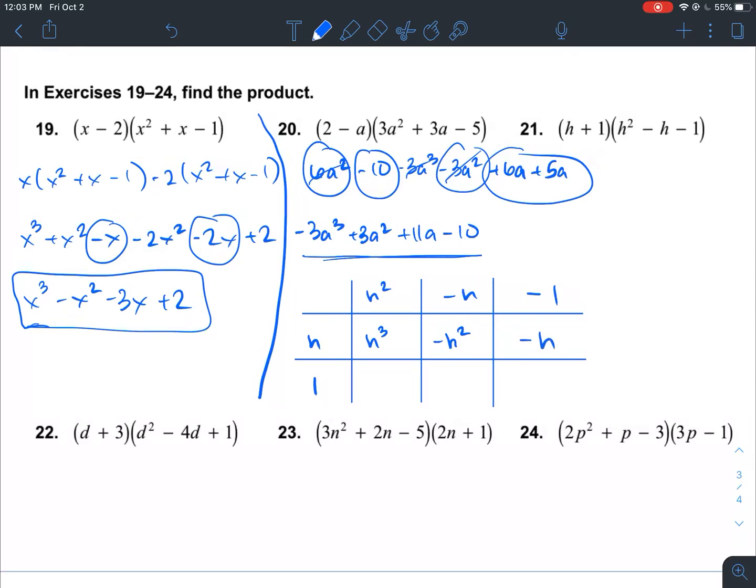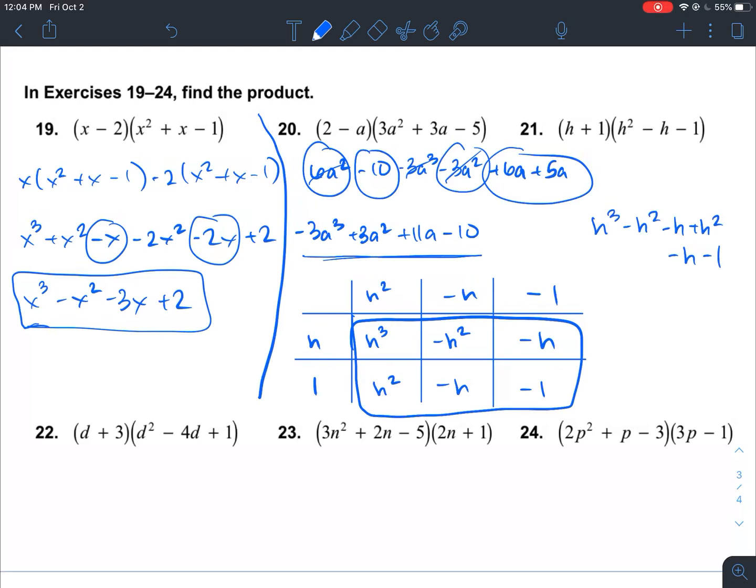And then go to the next row. That's h squared minus h minus 1. So then I'm going to take what's in here and add them together. So I have h cubed minus h squared minus h plus h squared minus h minus 1. So I have this h cubed, I have a negative h squared and a positive h squared, so those cancel out. I have a negative h and a negative h, so that's minus 2h, and then negative 1. So that's my answer there.